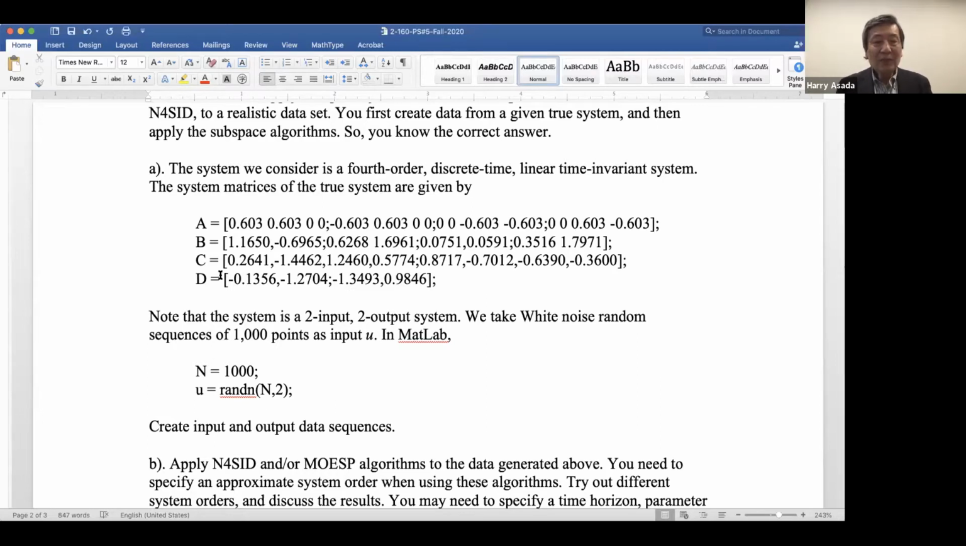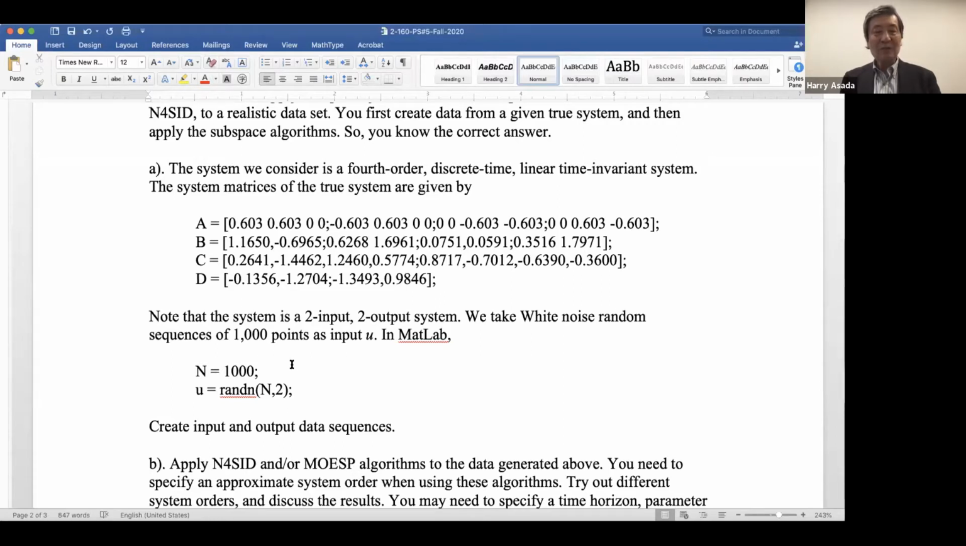Okay, so look at the C and D matrices. C is first, second, third, and fourth, and then 1, 2, 3, 4. So this is basically a 2 by 4 matrix, and B is a 4 by 2 matrix. So this is a 2 input and 2 output system. Okay, multi-input and multi-output. Now let's create the data. In order to do that, you need to provide some input, and I suggest the input be a white noise random sequence of 1,000 points.